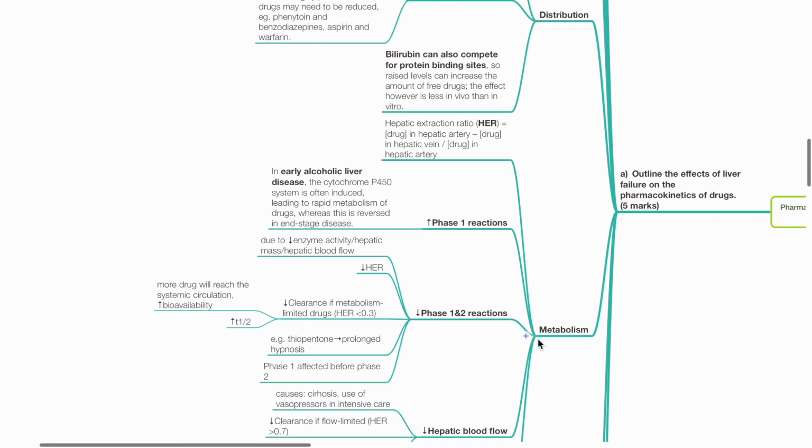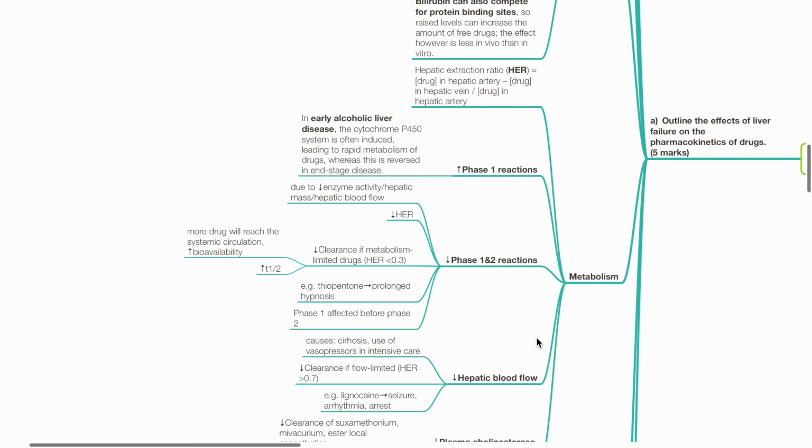Metabolism. Hepatic extraction ratio is drug concentration in hepatic artery minus drug concentration in hepatic vein, divided by drug concentration in hepatic artery. Early alcoholic liver disease may induce cytochrome P450 enzymes, leading to rapid metabolism of certain drugs. In end-stage liver disease, there is reduced phase 1 and 2 enzyme reactions due to reduced enzyme activity, hepatic mass, and hepatic blood flow. There is reduced hepatic extraction ratio and reduced clearance of metabolism-limited drugs.